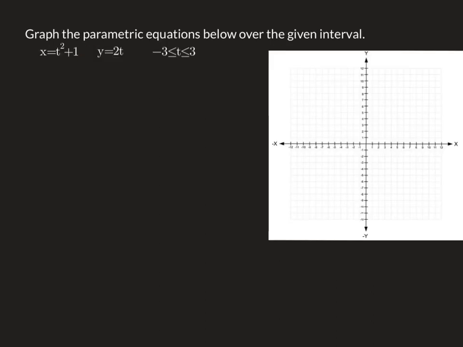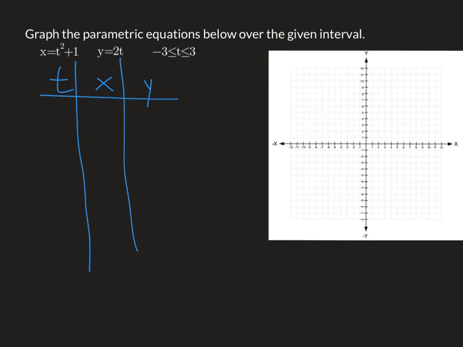In this parametric set of equations here, we have x equaling t squared plus 1, while y is equal to 2 times t. And notice that our t value can go between -3 and +3. So to graph this, we're going to create a t, x, y chart. In the t values, I'm going to put the integers that fit within the interval, so between -3 and +3.